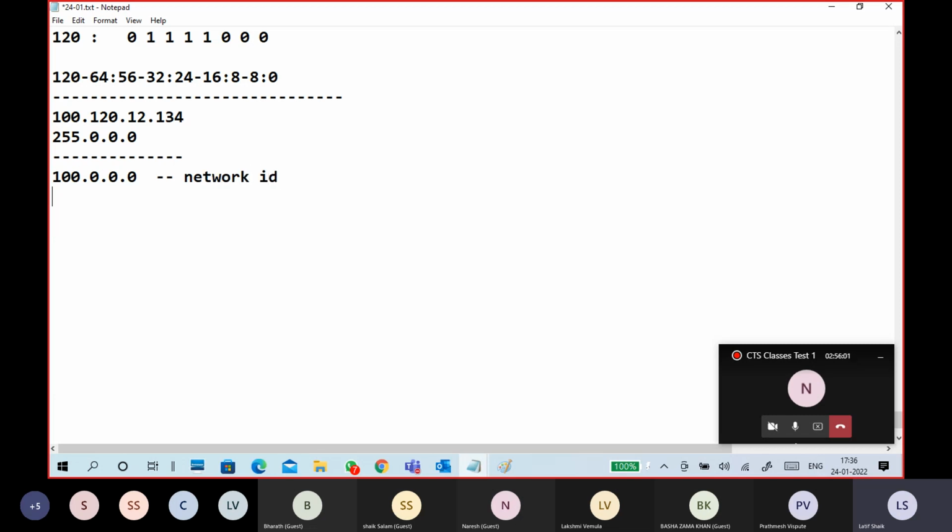It just depends upon your subnet mask, so you'll get the network ID very easily. If your subnet mask is different, then definitely there is a problem.